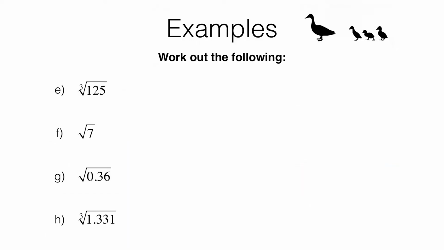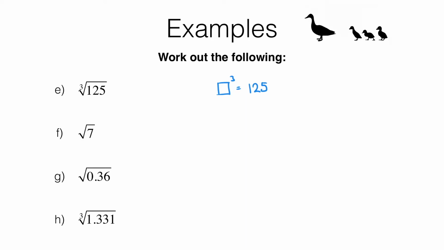In example E, we're looking for the cube root of 125. This is easy if you know your cube numbers, but if not, what we're doing is we're looking for a number that when we raise it to a power of 3, it gives us 125. Just to be clear, raising something to the power of 3 is the same as cubing it, which is why doing the inverse is called taking the cube root.